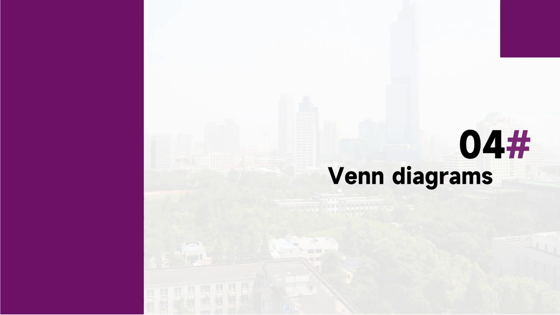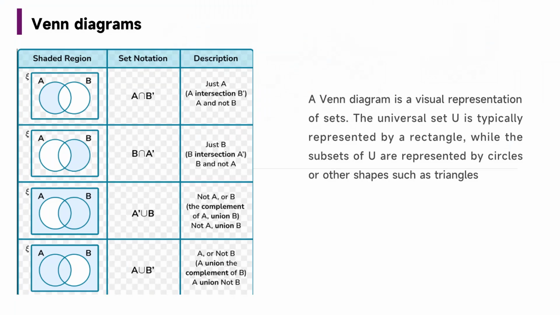The next section is Venn diagrams. A Venn diagram is a visual representation of sets. The universal set U is typically represented by a rectangle, while the subsets of U are represented by circles or other shapes such as triangles.